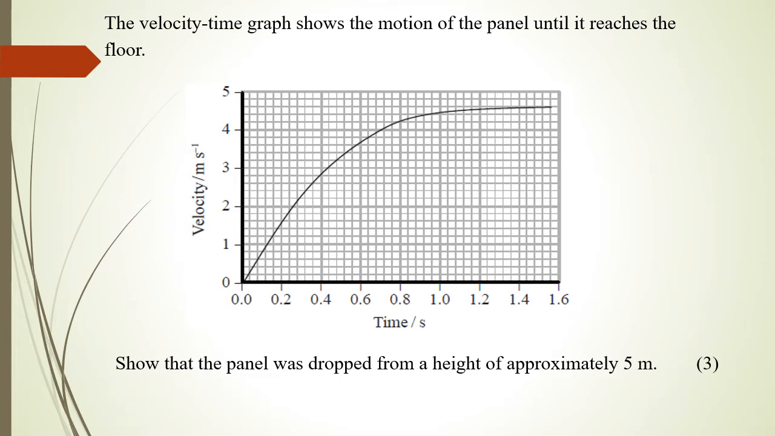The question: show that the panel was dropped from a height of approximately 5 meter. It's a 3-mark question. We have to find the height. How can we answer this question? It's a velocity-time graph. Height means displacement. So from a velocity-time graph, how can we find displacement? Yes, it's the area under the graph.